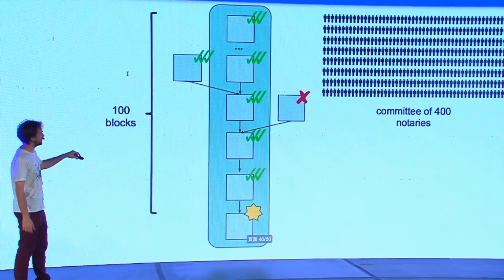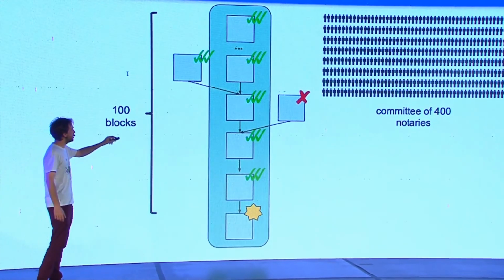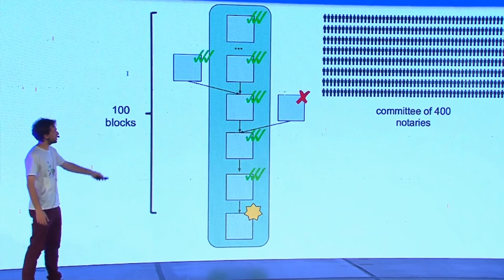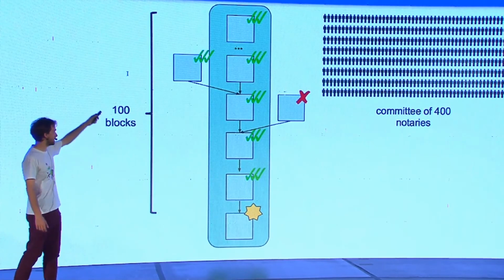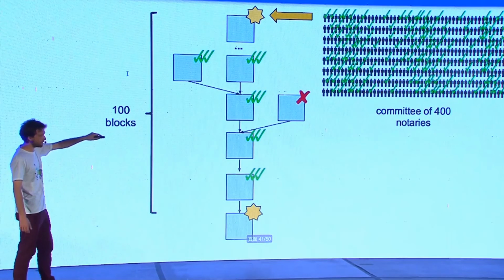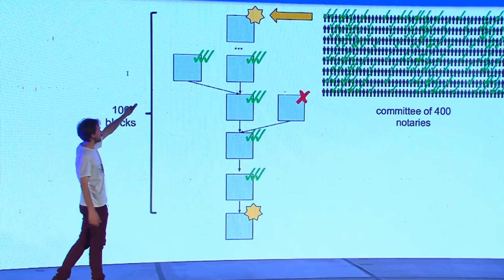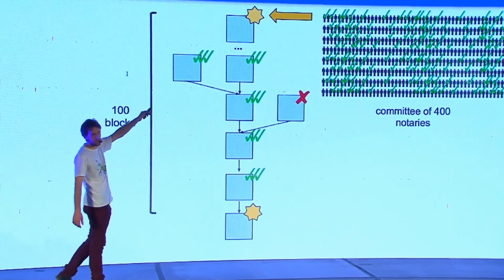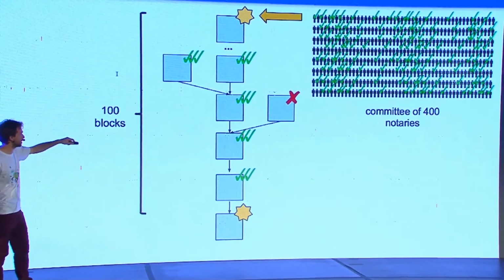And this is done basically by having the committee first figure out what the longest chain is, the head is, and then providing the signatures, and then giving this block a checkpoint, making a checkpoint.